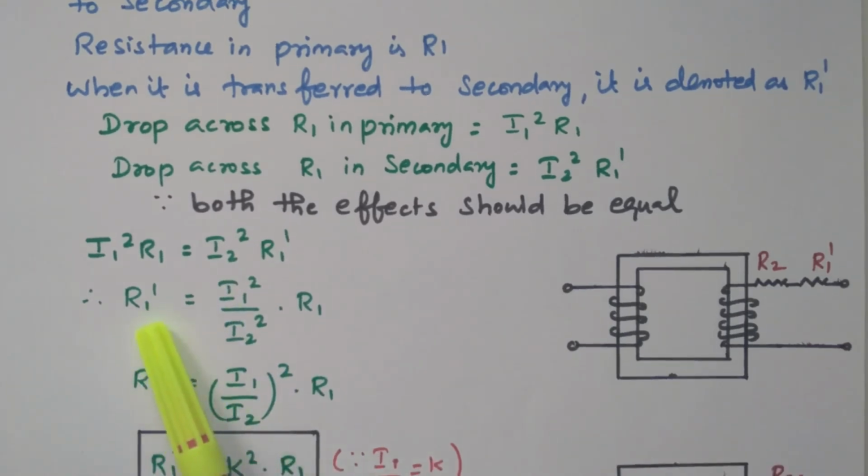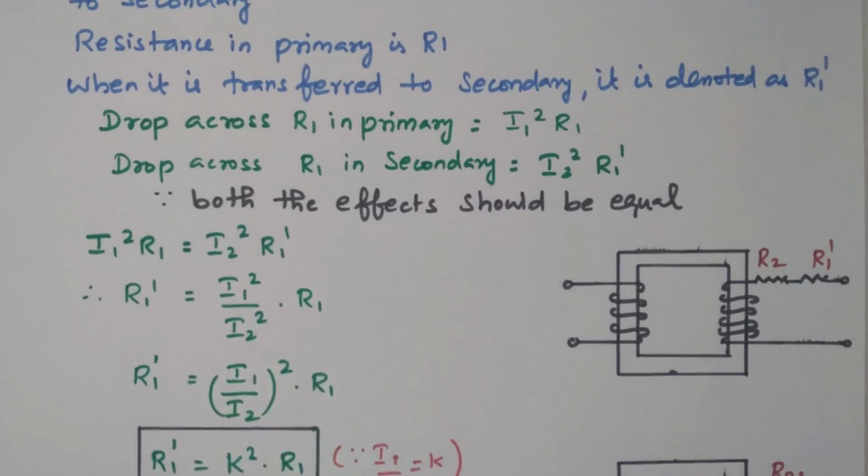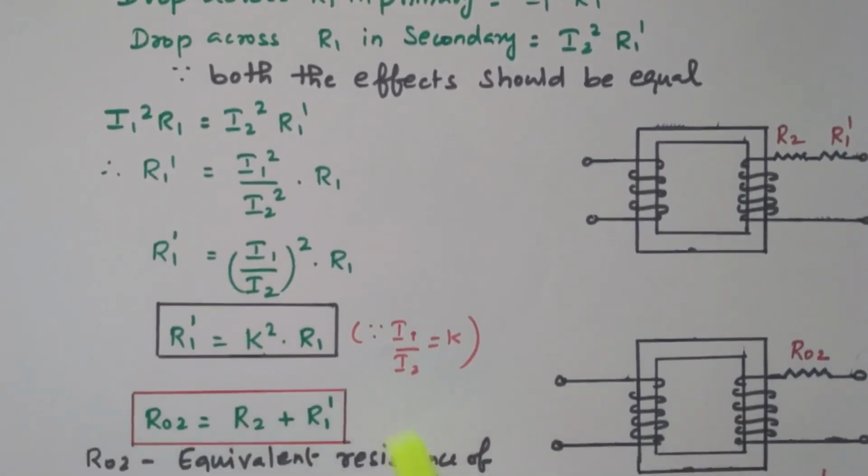So bring this I2 square to the denominator. So R1 dash equals I1 square divided by I2 square into R1. That can be written as I1 by I2 the whole square into R1. We know that I1 by I2 is K. In the previous case we had I2 by I1, so we put 1 by K, but I1 by I2 is the K transformation ratio, so directly we can put it. So R1 dash equals K square into R1. This is the resistor transfer from primary to secondary, so it is multiplied by K square. In the previous case it was divided by K square.